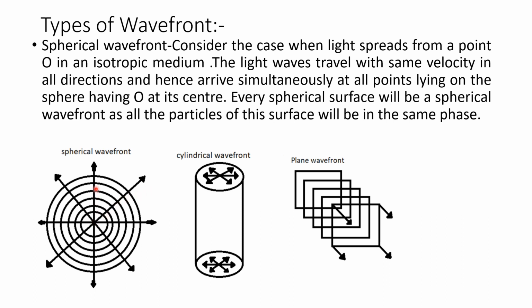So that all disturbances will reach this sphere after traveling equal distance after time interval t. So every spherical surface will be a spherical wavefront as all points of this surface will be in the same phase. This is a spherical wavefront given out by a point source O in an isotropic medium.